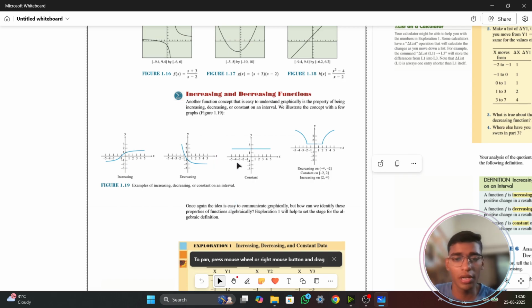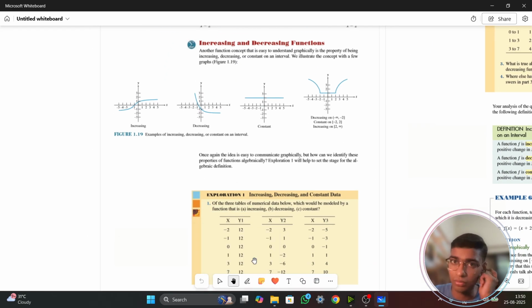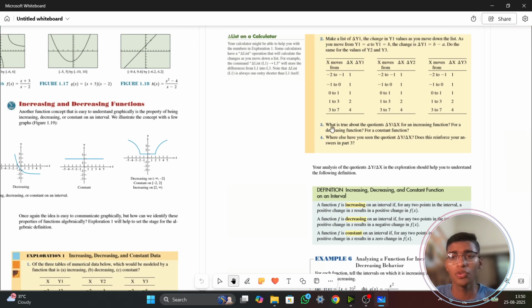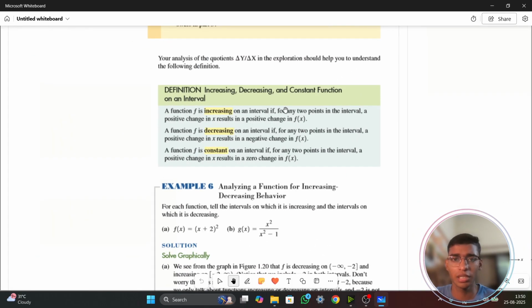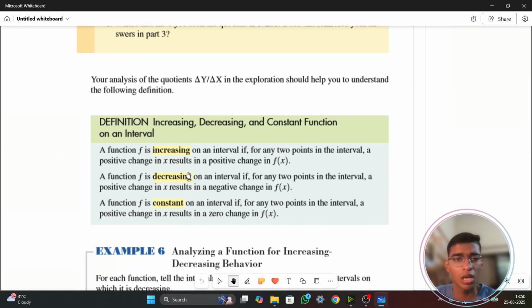First of all, let's start with what exactly an increasing and decreasing function is. For that, we need to go to the definition given in the book. It says a function f is increasing on an interval. It is very important that we always talk about an interval. We need to note the certain interval, and only then can we answer whether the function is increasing, decreasing, or constant. So it says a function f is increasing on an interval if for any two points in the interval, a positive change in x results in a positive change in f(x).